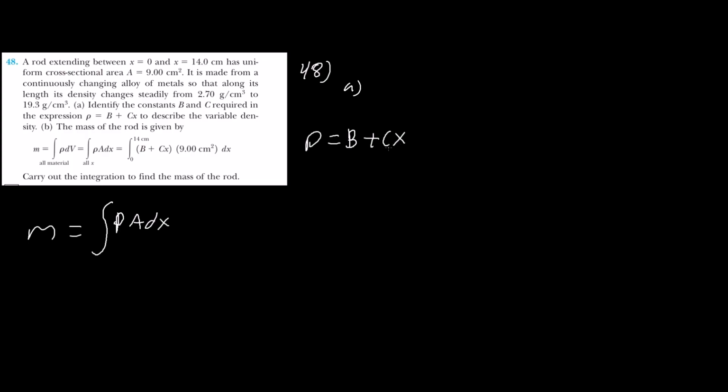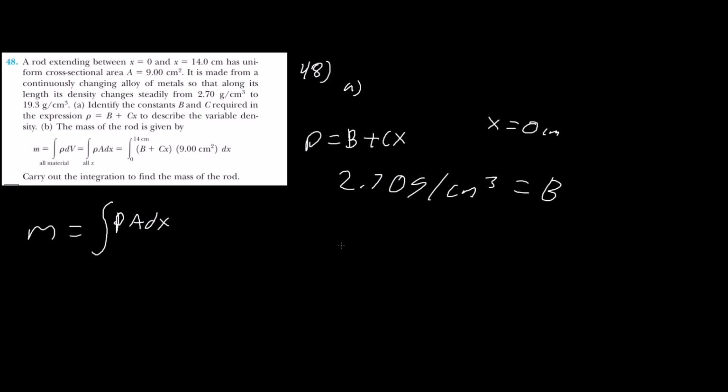So initially, 2.7 grams per centimeter cubed is when x equals 0 centimeters. I don't know what the unit is, I'm just going to put 0. So in other words, if the density is 2.7 grams per centimeter cubed when x is 0, right off the bat, that's your constant B. And there we go. So now we identify what B is.